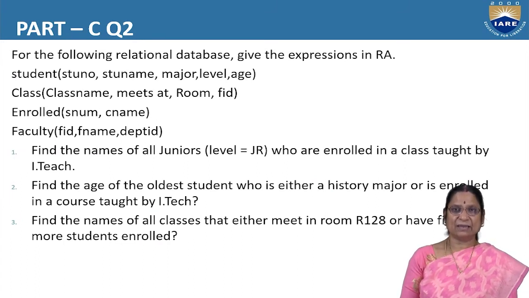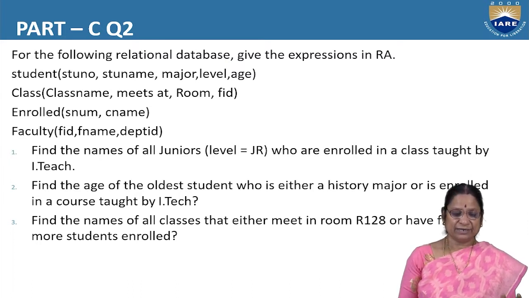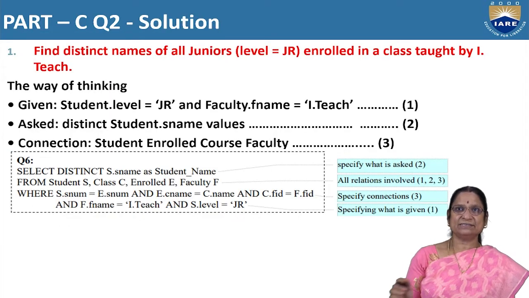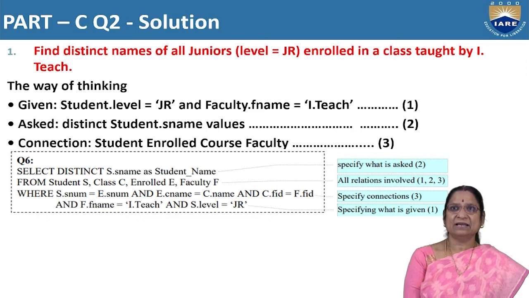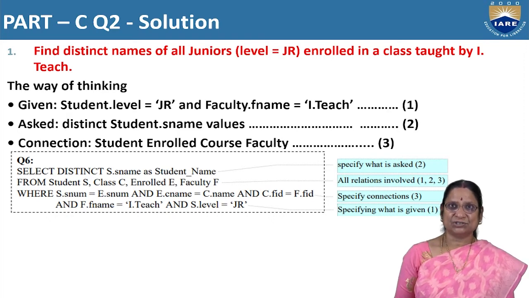The second query is also the same one which we discussed for relational algebra. We have student, class, enrolled, and faculty, and three queries are there. So what is the first query? Find the distinct names of all juniors. Junior means level. Level is equal to JR, enrolled in a class taught by a particular faculty, Ivy Teach. It is a faculty name that comes in.